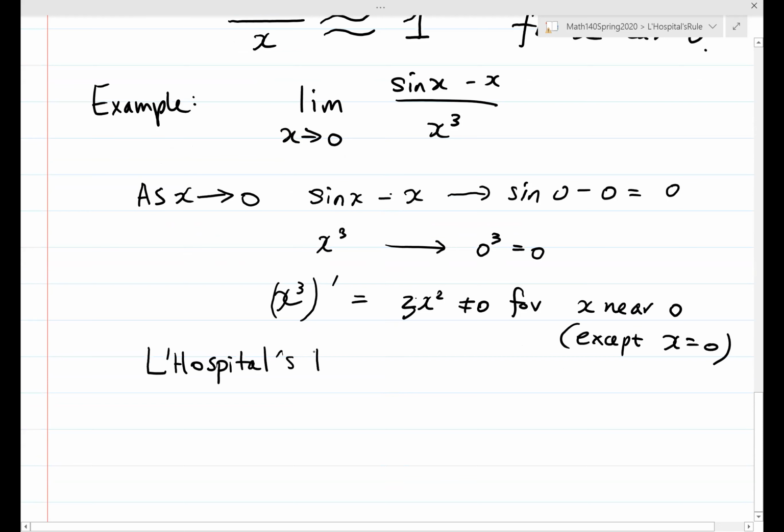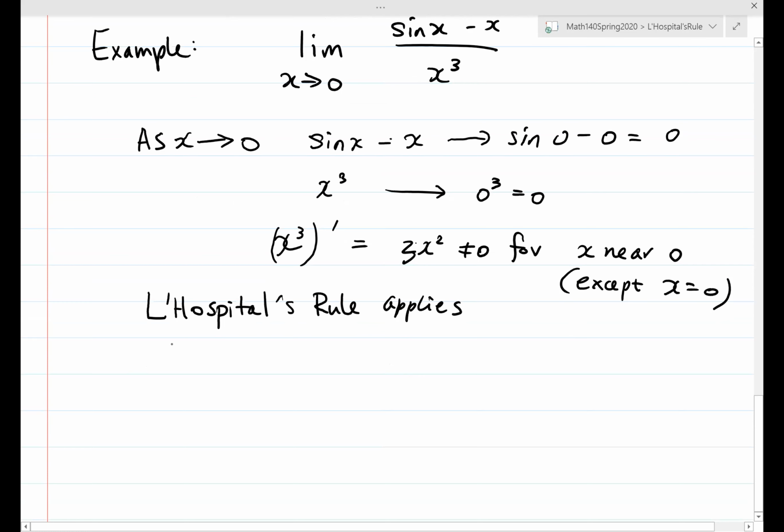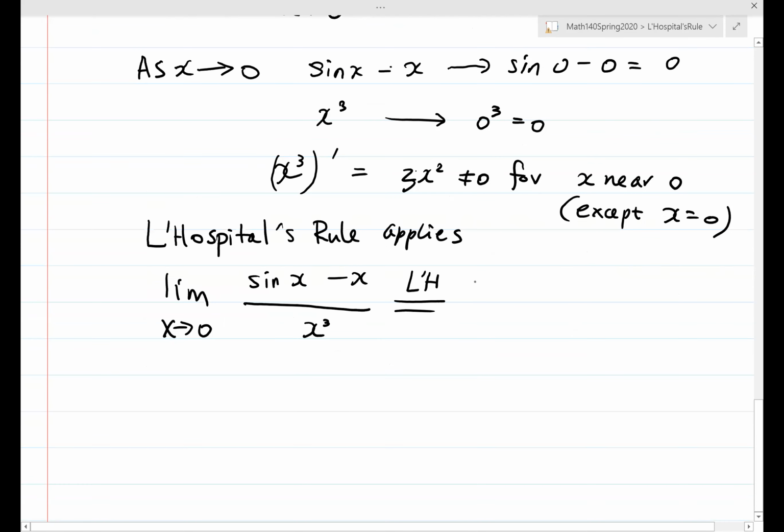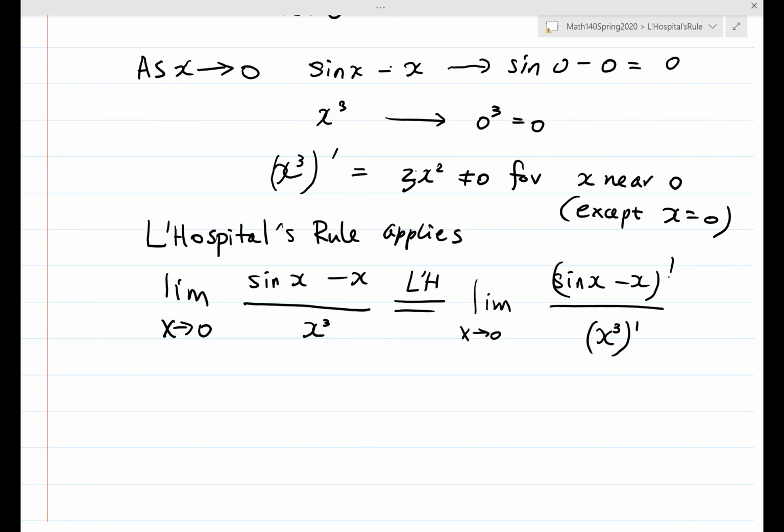L'Hopital's rule applies. Okay, so we use L'Hopital's rule. Then we get... apply L'Hopital's rule. Then we take the denominator and numerator, both take the derivative. Now, one warning about L'Hopital's rule is that you should distinguish it from the quotient rule. Don't confuse yourself with the quotient rule.